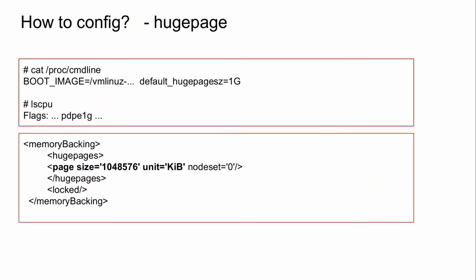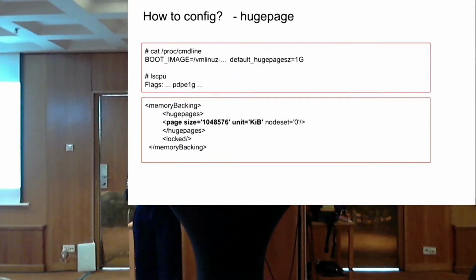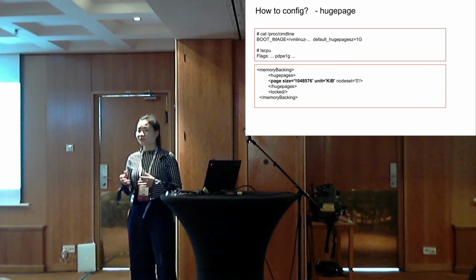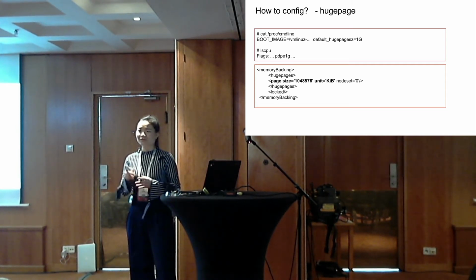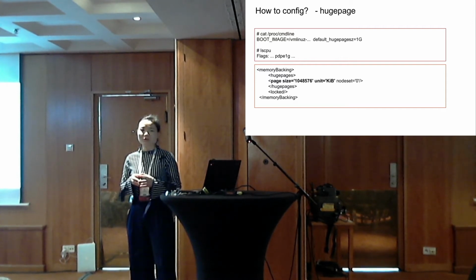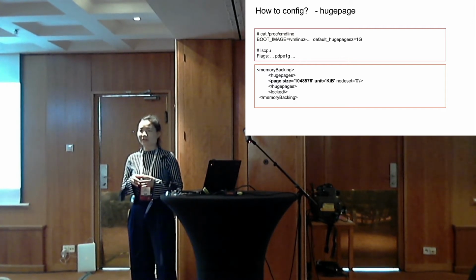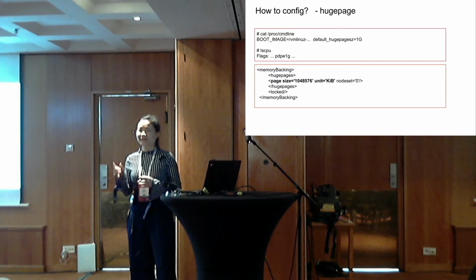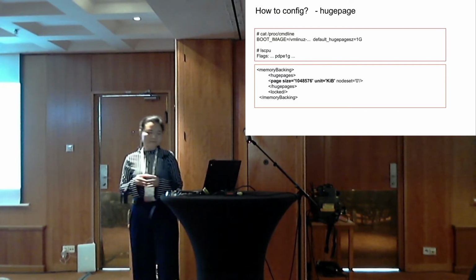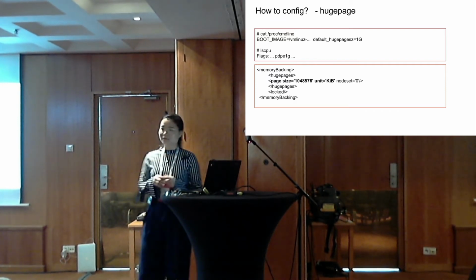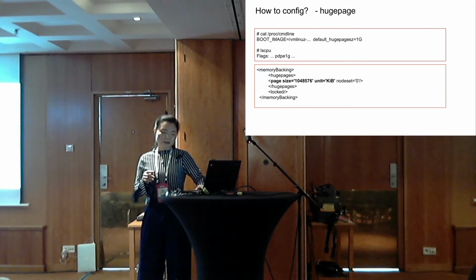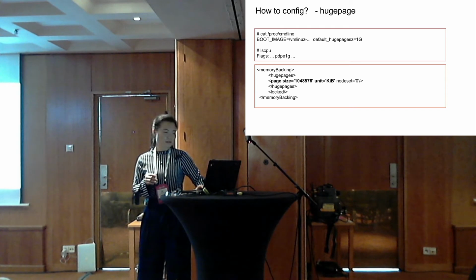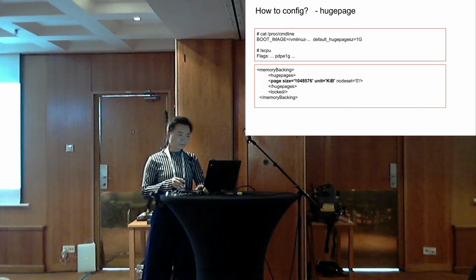Huge pages need CPU support and kernel support. This is a flag for supporting 1 GB huge pages. Also, we need to add the default huge page size to the kernel command line. This is how huge pages are used in the XML file of the virtual machines.